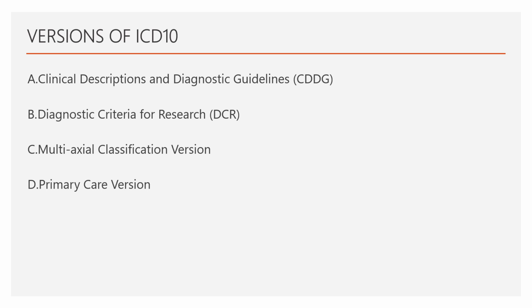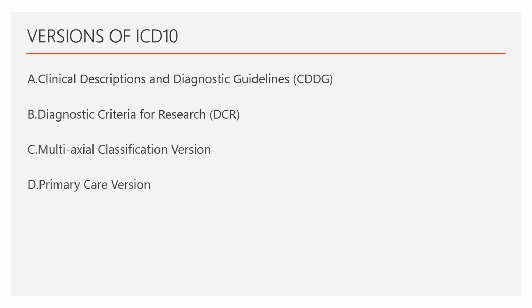Again, if you will see ICD-10, if you will read it in your books or if you Google it, it also has different types. Okay? First type is your clinical description and diagnostic guidelines. This is what we use on a day to day basis in our OPD, in our wards. What we use for making a clinical diagnosis is CDDG.